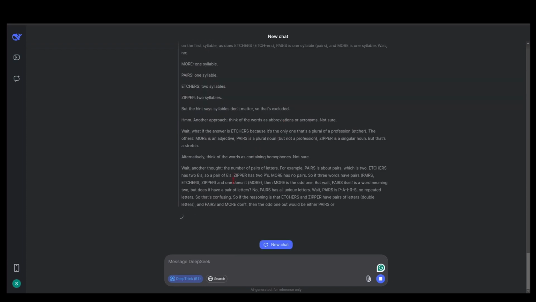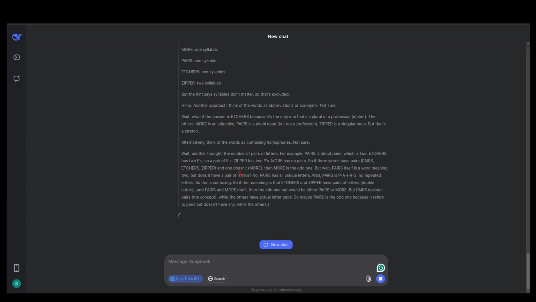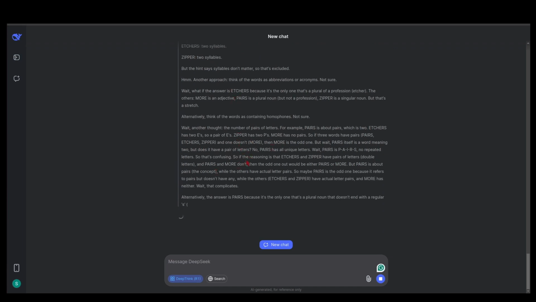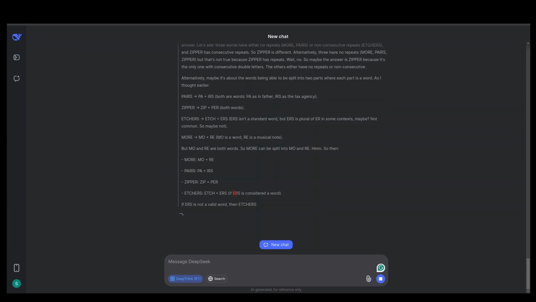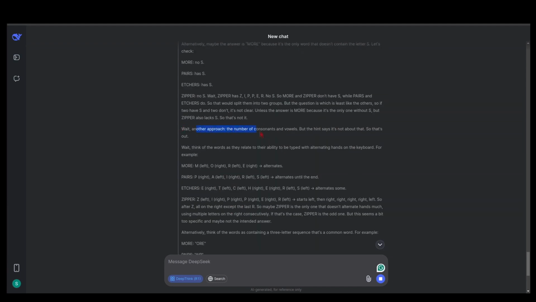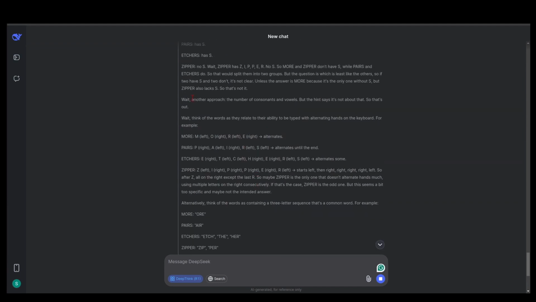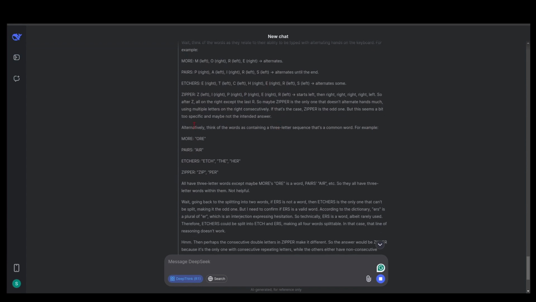It still keeps reasoning. It's still throwing quite a lot of text at us. I'm just looking for one word out of the list that I have given, so I'm still waiting. I'm just looking for one word, by the way. Wait. Another approach. So one thing this model is certainly good at is saying wait and then thinking alternatively. You can see that there's alternatively again.